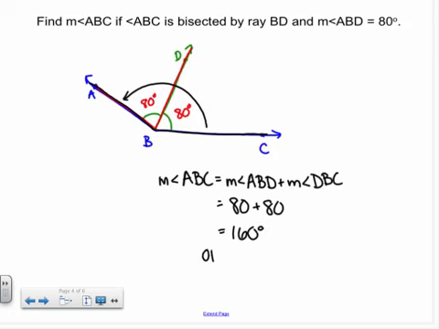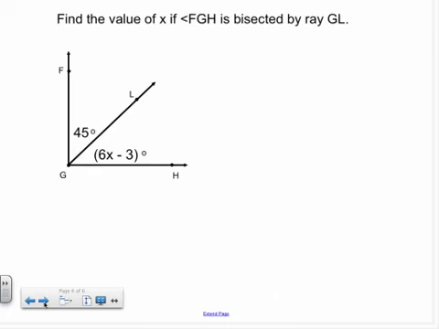Another way to look at this is using the concept of angle bisectors. So I know that the measure of angle ABC has to be twice the measure of one of those smaller angles, or 2 times the measure of angle ABD. So if I just do 2 times 80, I'll get the same answer, 160 degrees. Let's look at one last example of angle bisectors.